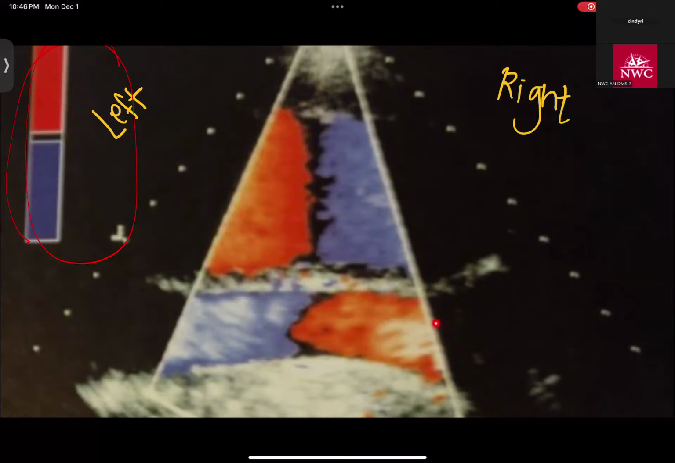So I'm going to put my finger on the towards color, and I'm going to slide my finger away. Notice what direction I was sliding my finger. I was sliding my finger from right to left, and that is the direction of flow in a sector transducer. Maybe they'll ask, what's the direction of flow in a sector transducer?